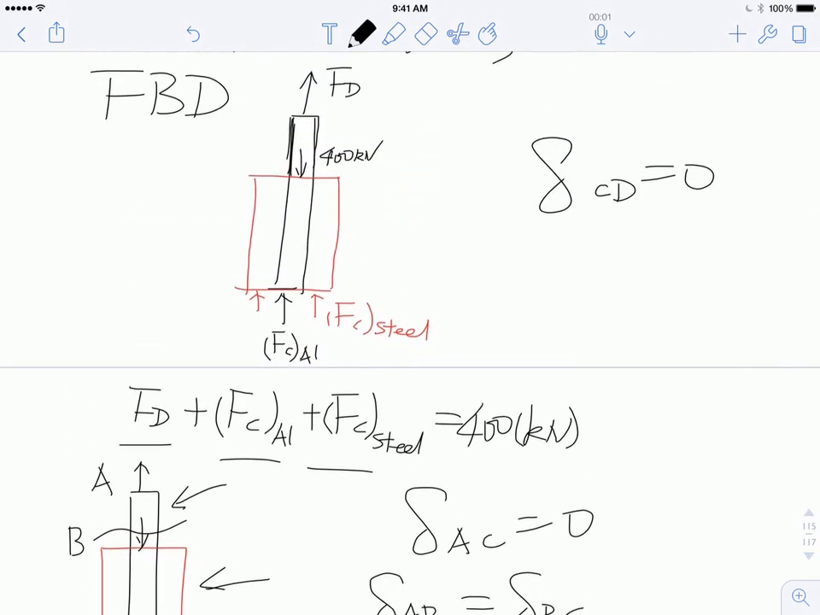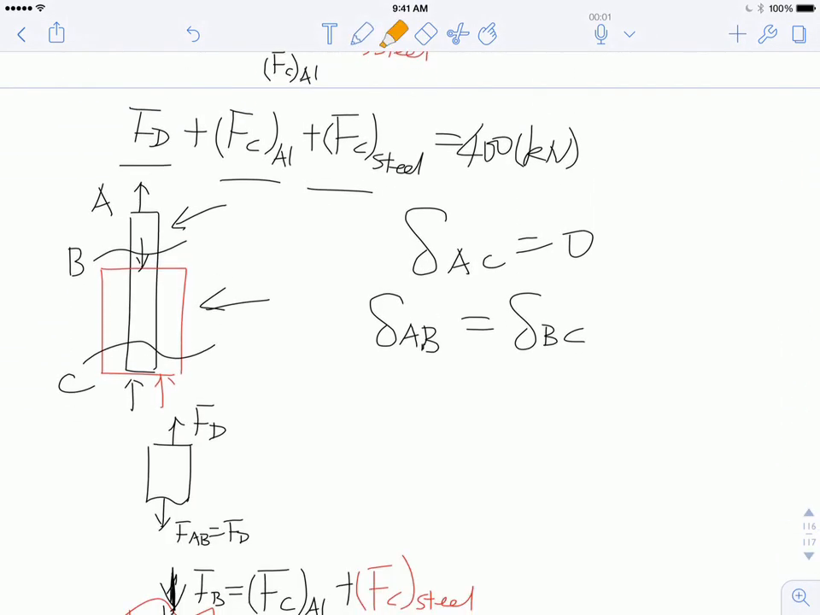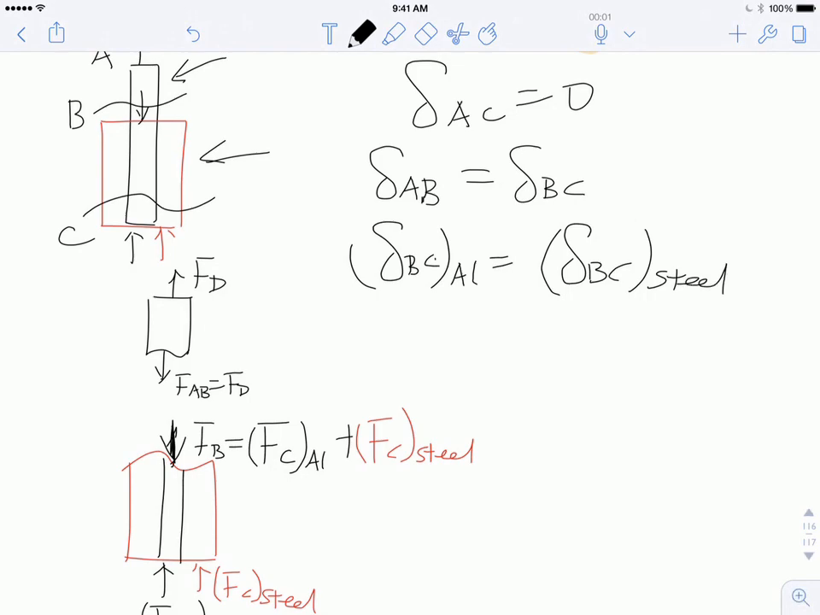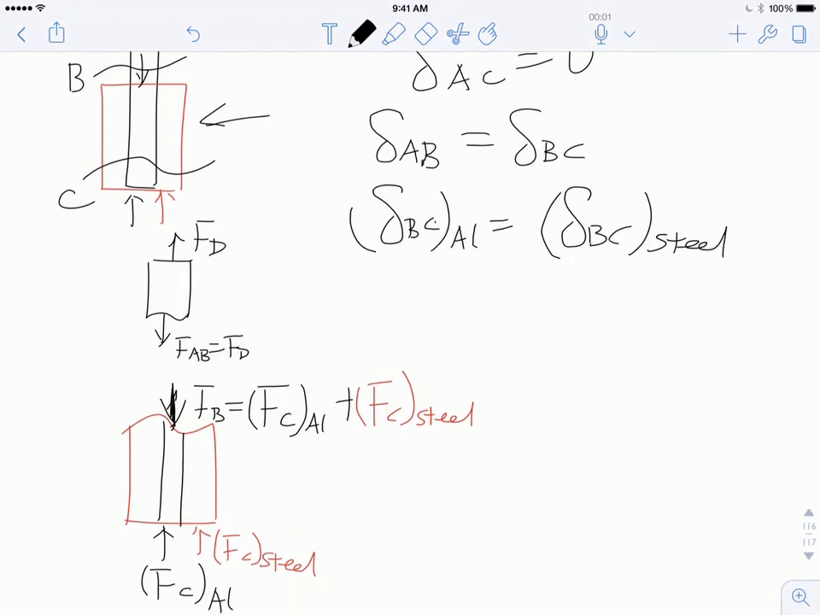Okay. All right, like I mentioned, we have three unknowns, as you can see over here: F_C aluminum, F_C steel, and F_D. So we still probably need one more, right? So the other one is, I say, delta BC aluminum equal to delta BC for stainless steel. Agree? So what does that mean? In other words, in the BC section, because aluminum and steel are tightly bound together, the displacement should be the same. Now, you don't believe me, or it's hard for you to understand?